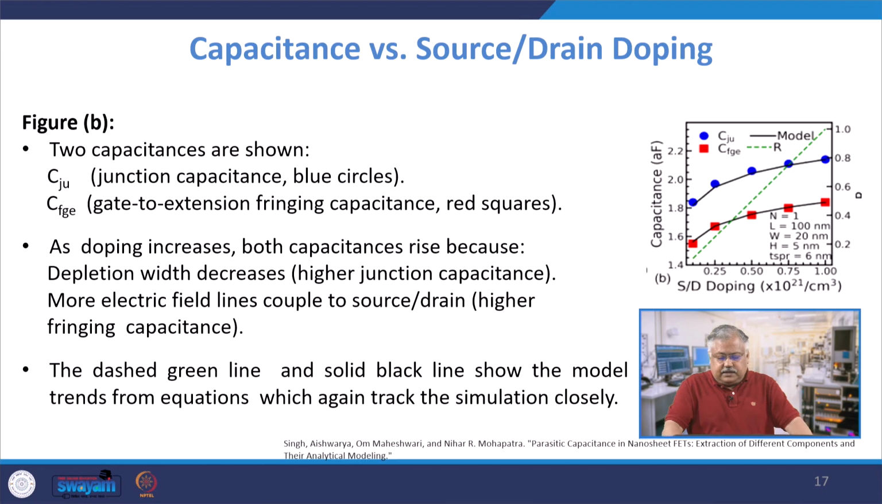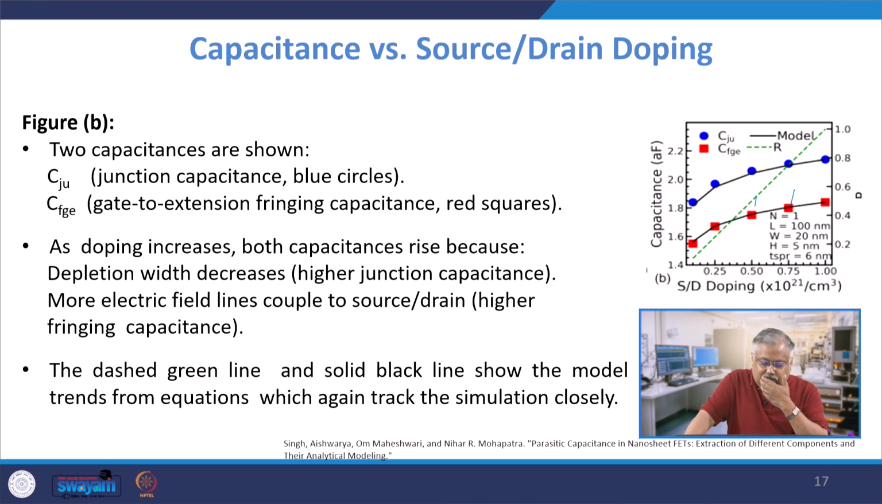Similarly, if you plot capacitance versus source drain doping concentration, then CJU, a model parameter, goes on increasing as you make the doping concentration higher and higher, which we have just studied, and this is a numerical derivation for that. And the FGE value, which is basically the gate to extension fringing field capacitance, shown as the red square here, also increases. So as the doping increases, both the capacitances rise, because the depletion width decreases and electric field lines are coupled much better in the fringing field area.